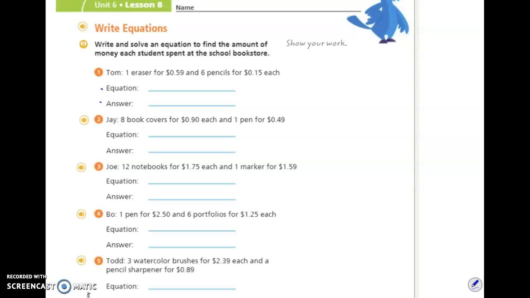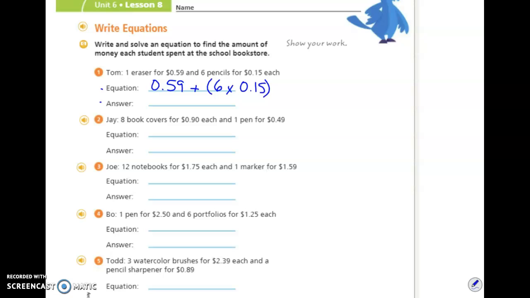Number 1. Tom bought 1 eraser for 59 cents and 6 pencils for 15 cents each. So first thing you're going to do, the 1 eraser, you can just write all by itself. And then you know that you would add the amount that's spent on the pencils. Well, we don't know that right away. We've got to figure that out. It's going to be 6 times the 15 cents each.